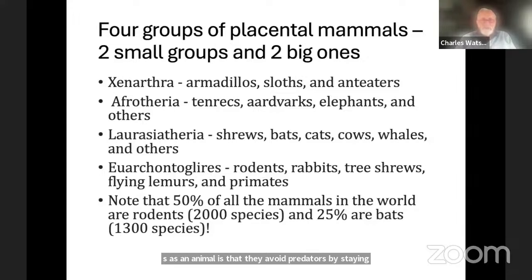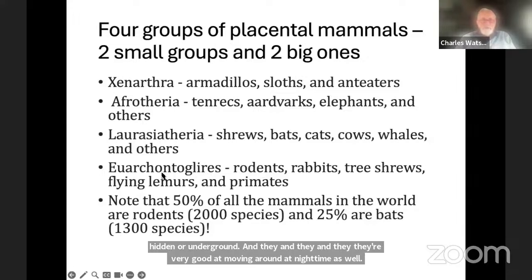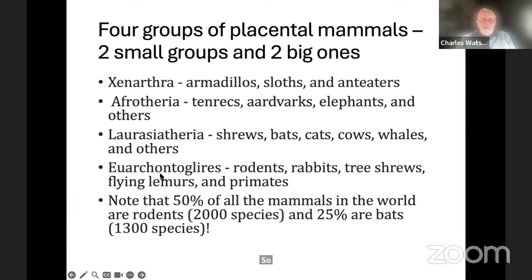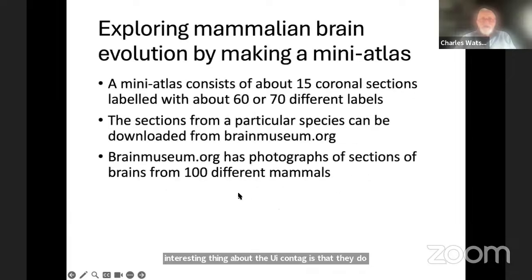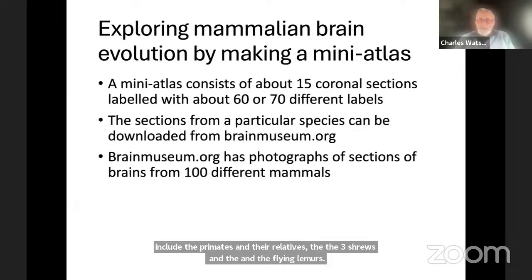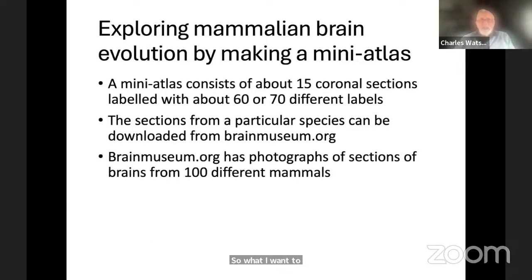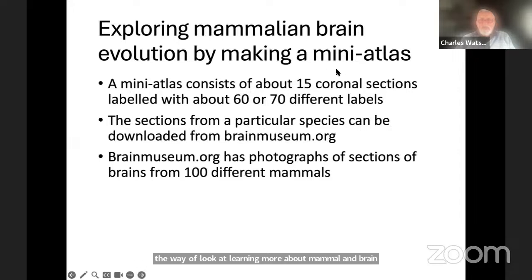So, of course, from a human point of view, the interesting thing about the Euarchontoglires is that they do include the primates and their relatives, the tree shrews and the flying lemurs. So, what I want to particularly emphasize tonight is the way of learning and appreciating more about mammalian brain evolution by making what I call a mini atlas.